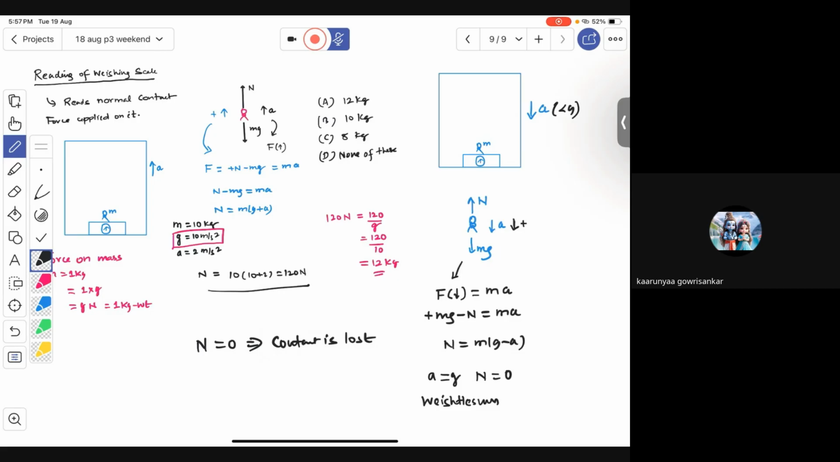Okay. The next page I'll take. If you take a screenshot, later on I'll share this as well.